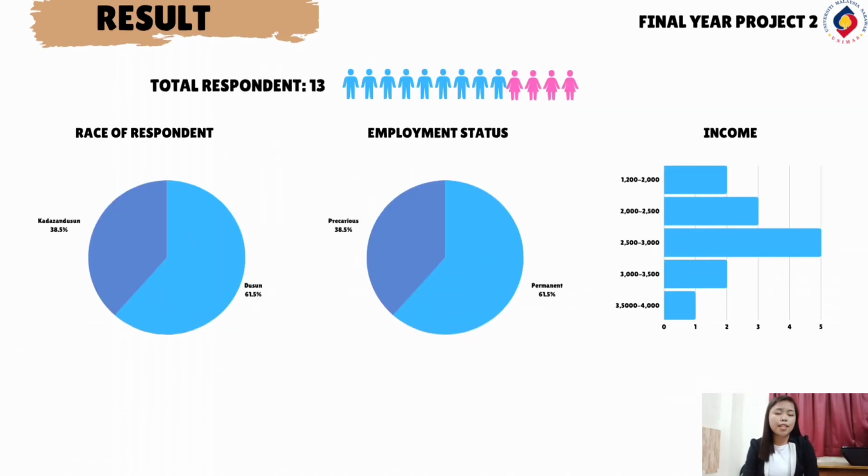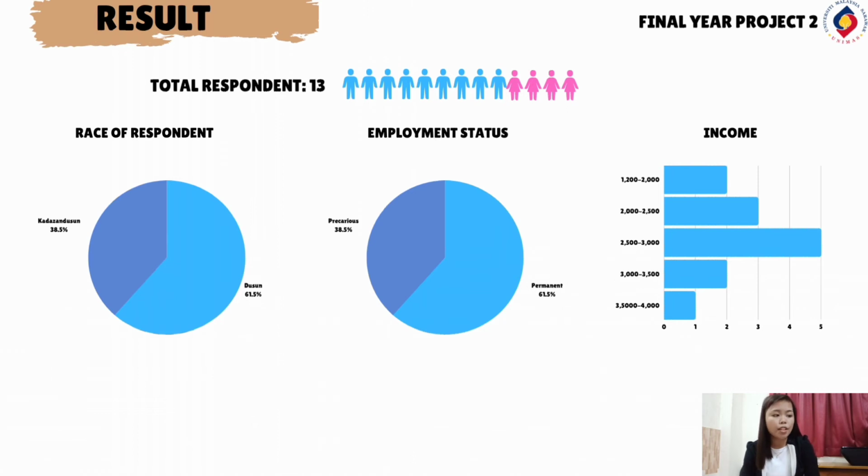And if we look into the next result, there are three graphs, which are race of respondent, employment status, and also income. And we refer to the first graph, which is race of respondent. There are two types of race, which are Dusun and also Kadazan Dusun. Most of the respondents are Dusun, which is 61.5%, and for the Kadazan Dusun, 38.5%.